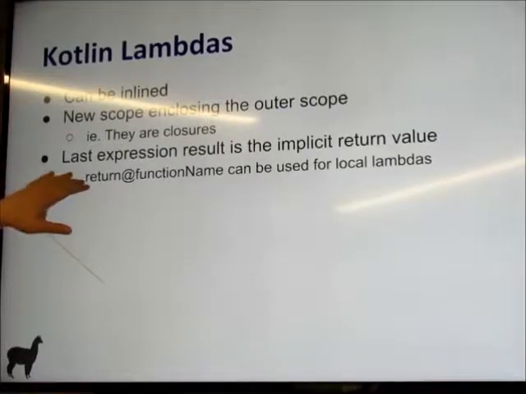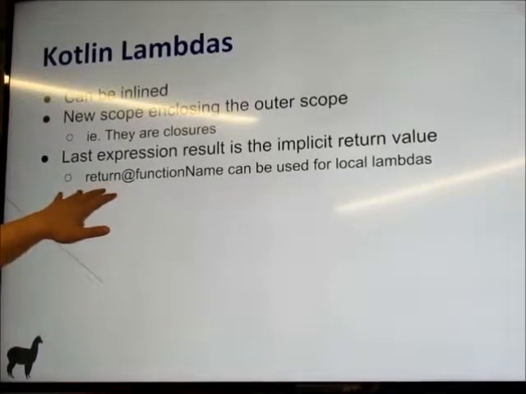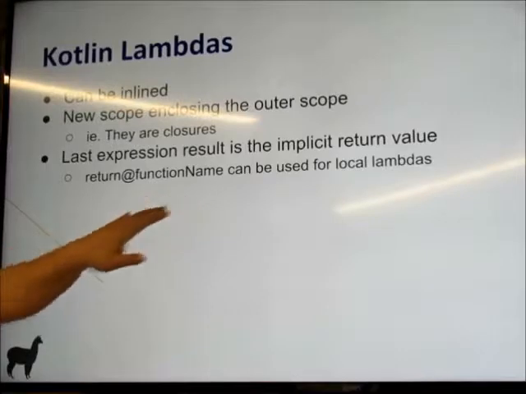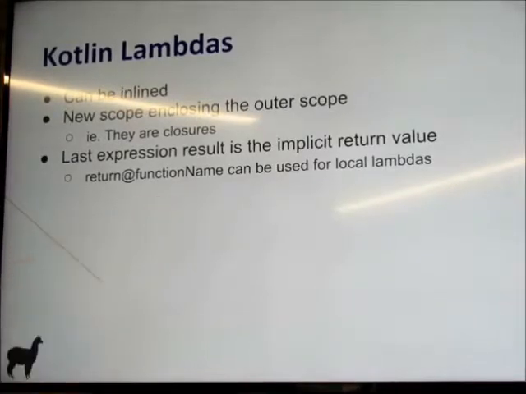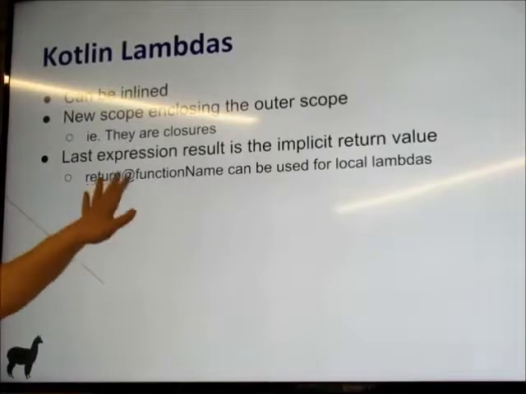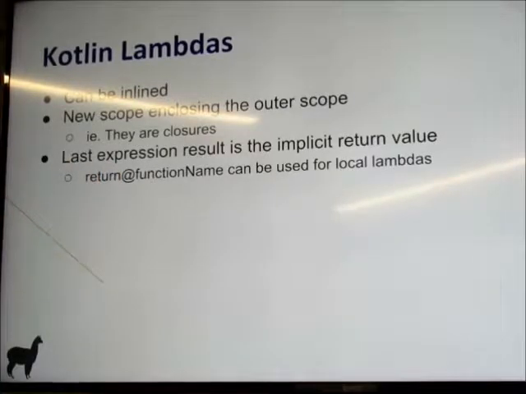And the major difference here is that the last expression result is the implicit return value. So you don't have to use the return keyword. In fact, I'd say it's probably bad style most of the time, as you get used to Kotlin, to actually use the return keyword from a Lambda, unless you want to return from the outer function. You can return from the Lambda by doing return at the Lambda function name, to exit your local Lambda. I'd say that's bad practice as you get used to Kotlin. But you can return directly from the function. I'll show you that in a second. You can return from your outer function that has the Lambda inside it from an inlined Lambda.